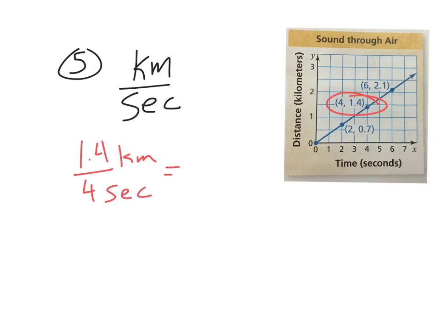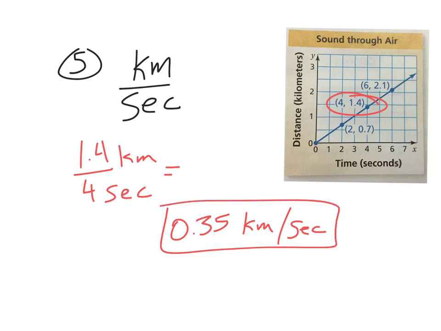Now I need to find the per second, so I need to find the unit rate. I'm going to divide the 4 into 1.4. What's 1.4 divided by 4? 0.35. Label it kilometers per second. Very good.